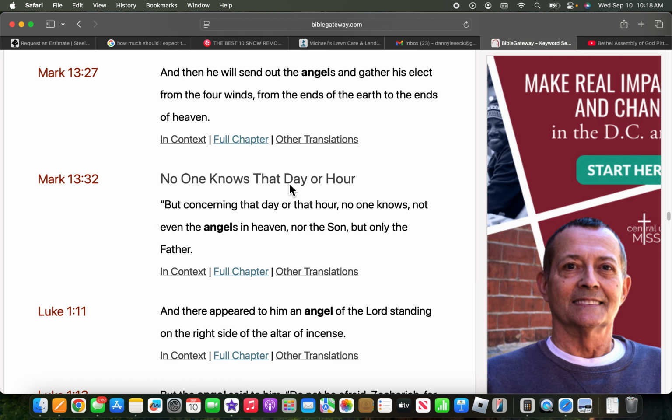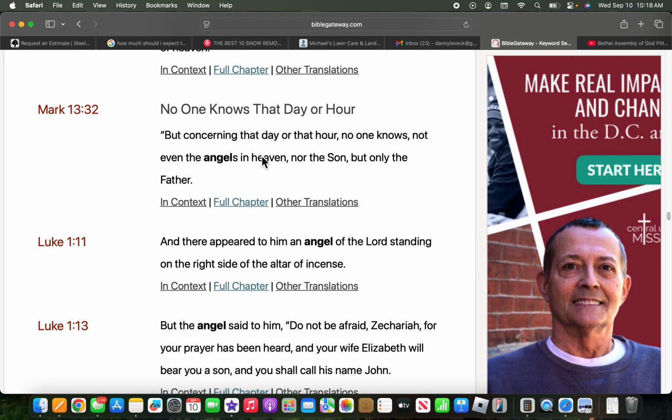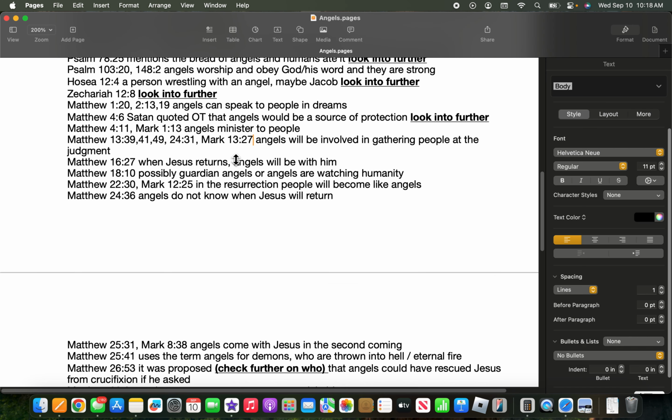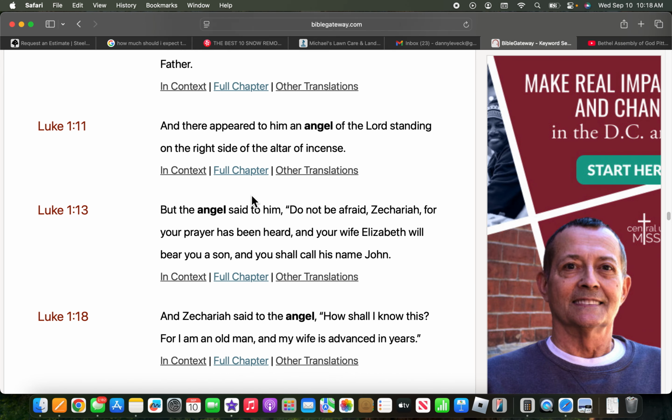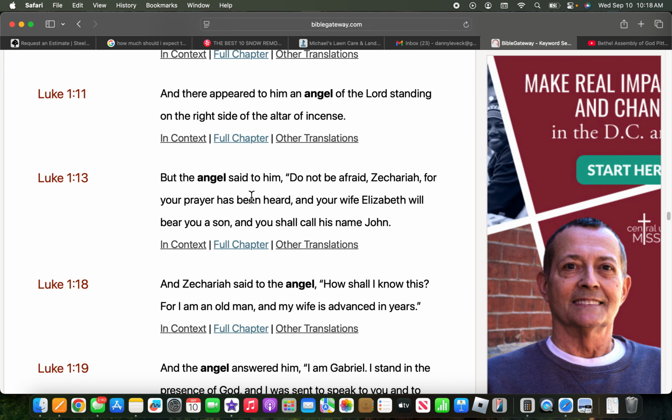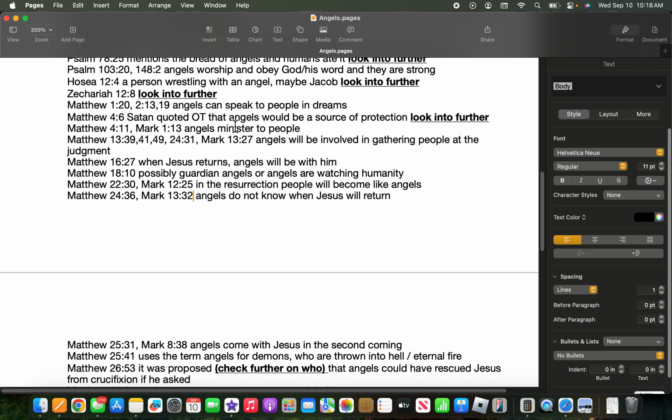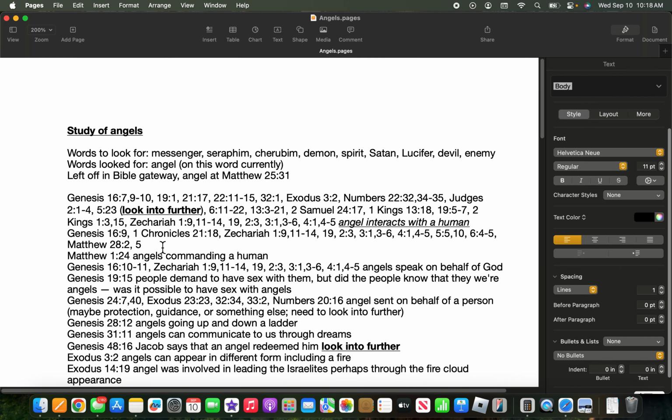Okay. Then Mark 13:32. The angels not knowing when the second coming is. I just saw that right here. Okay. So all of Mark's, because that was the last Mark angel comment, are just mirrors of Matthew, which is not surprising. Luke will probably be the same. Except for this one, they appeared to him an angel. Oh, yes, that's humans interacting with angels. Luke 1:11. Put that down here. That happens a lot in Scripture, as you can see all these references.